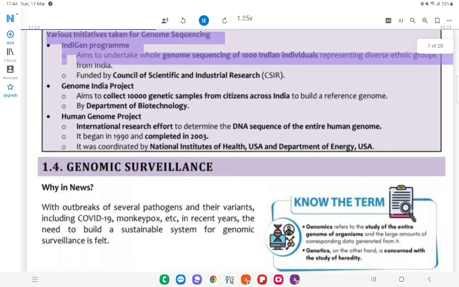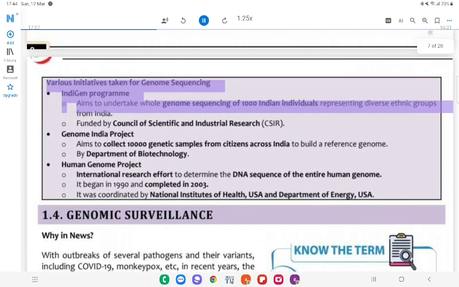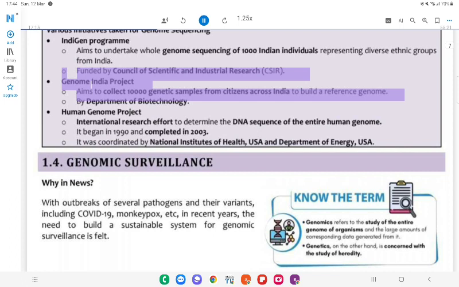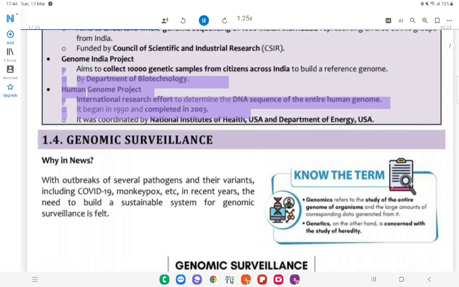IndiGen program aims to undertake whole genome sequencing of 1,000 Indian individuals representing diverse ethnic groups from India. It is funded by the Council of Scientific and Industrial Research, CSIR. The GenomeIndia project aims to collect 10,000 genetic samples from citizens across India to build a reference genome. It is run by the Department of Biotechnology.